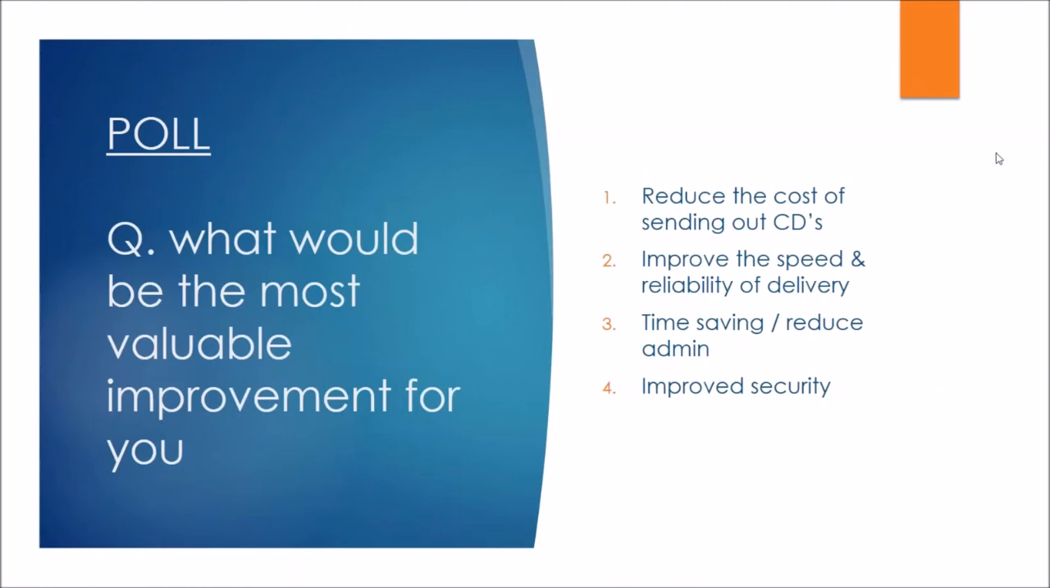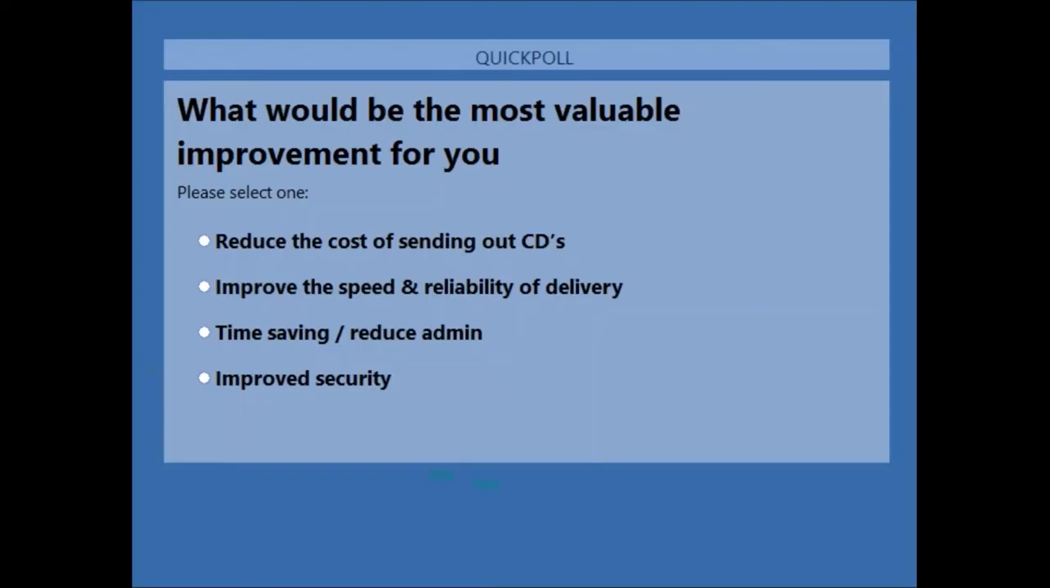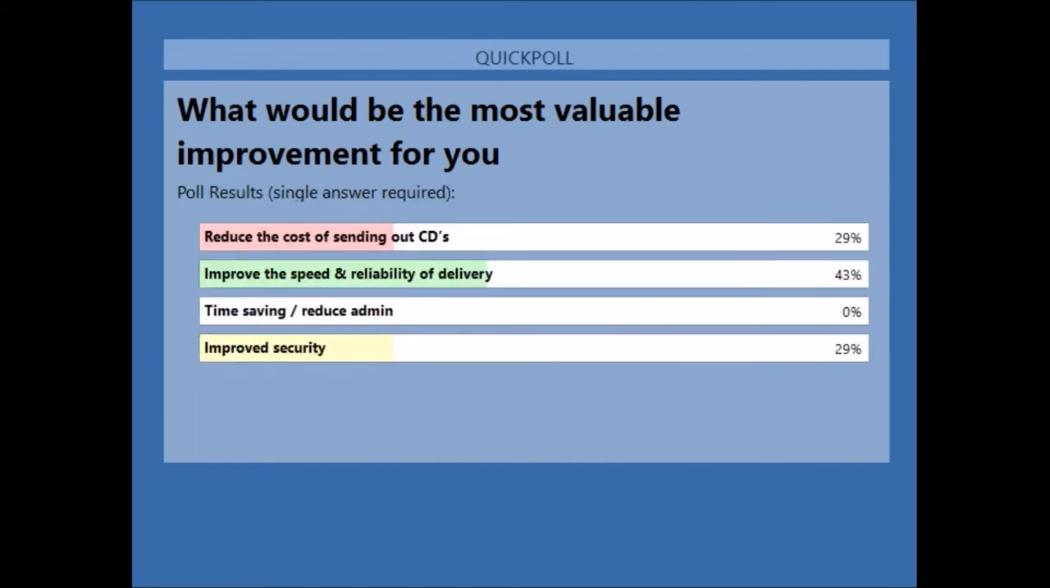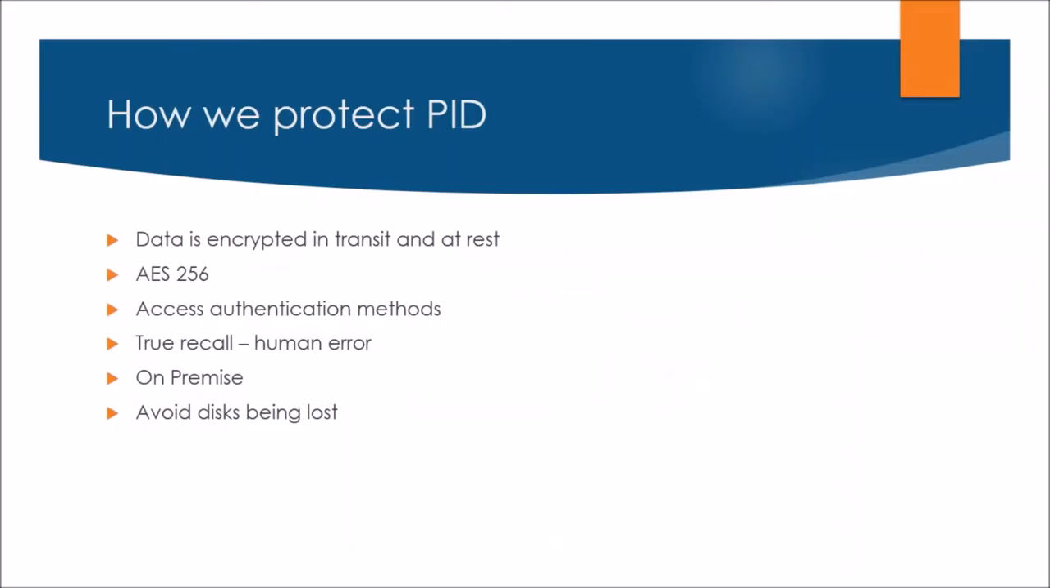Great. And the next thing that we really like to do is we're just going to hold a quick poll. So we'd be keen to find out what you think would be the most valuable improvement for your department. The majority saw the improvement in the speed and reliability of delivery of the PACS images or the DICOM images as the most valuable improvement. So that's really helpful. Thanks for that.